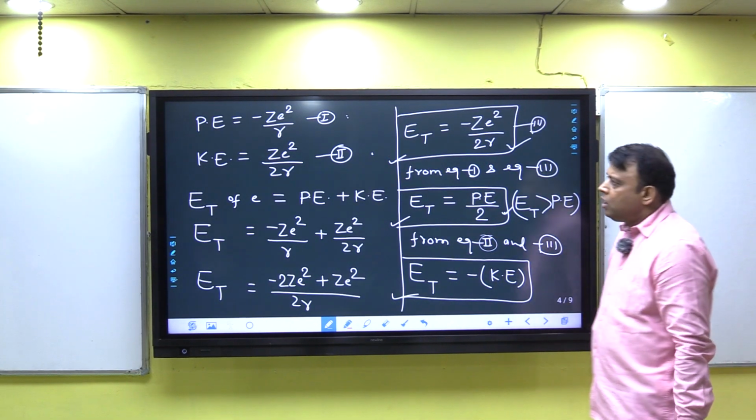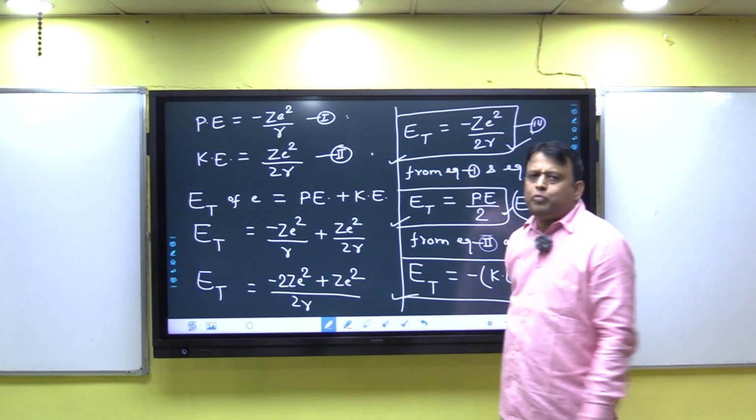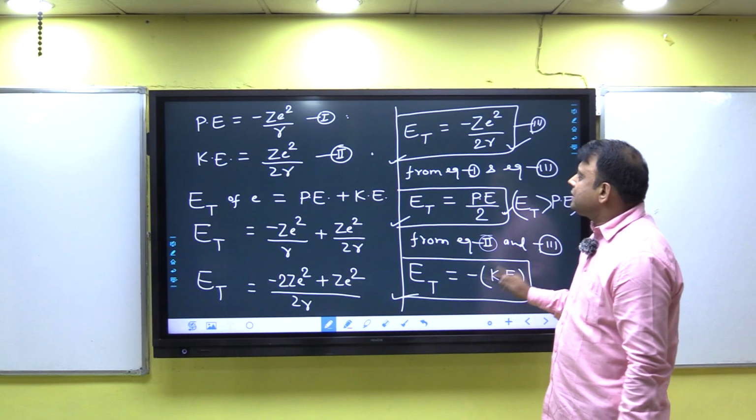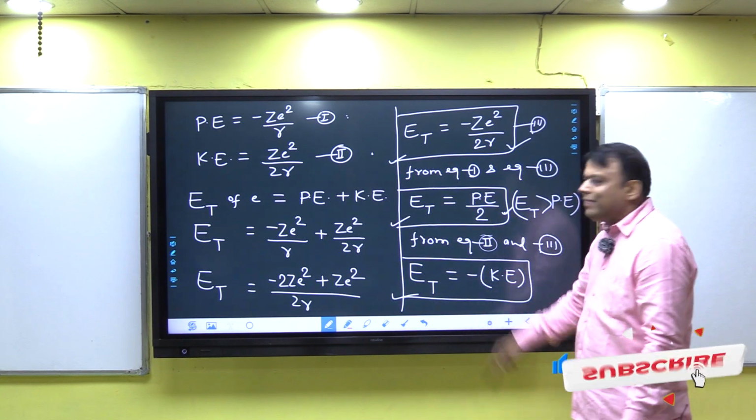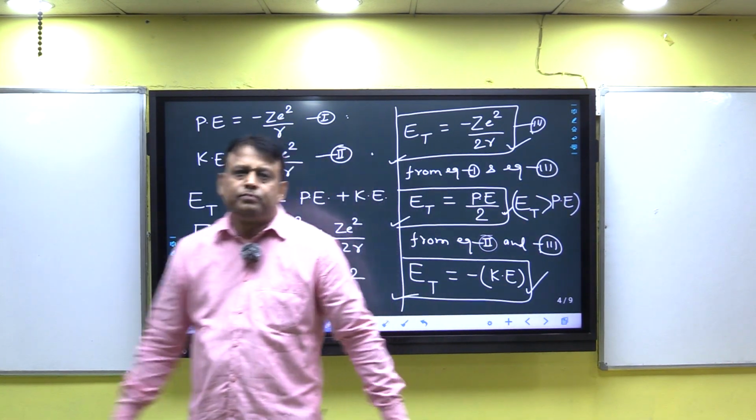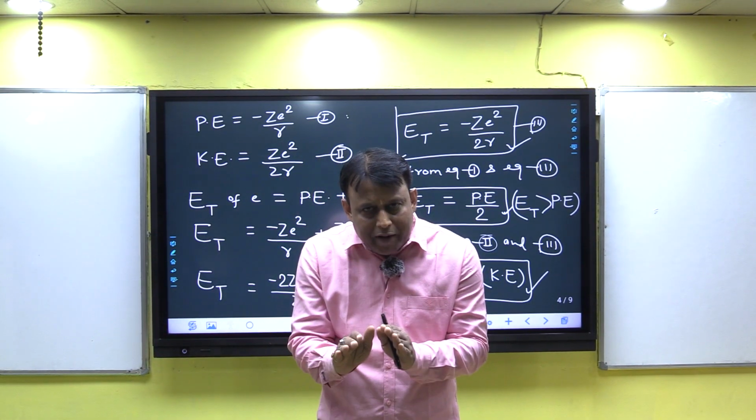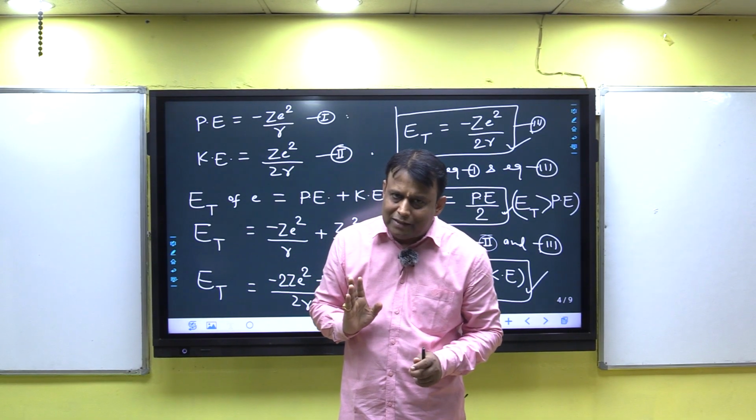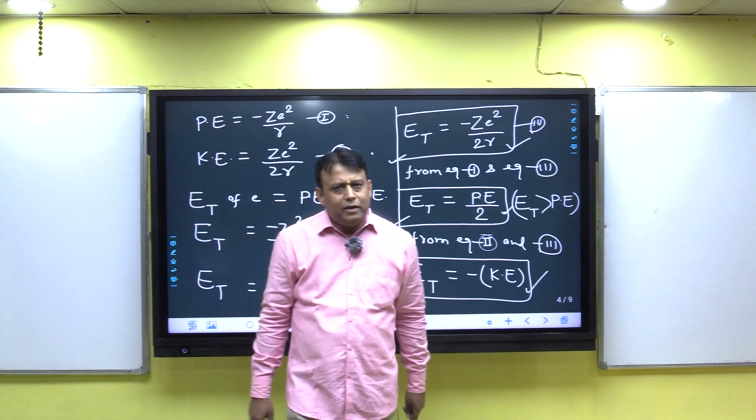And now the relation between kinetic energy and total energy: equation number second and equation number third both have the same numerical value, and hence total energy is equal to minus kinetic, because total energy has a negative sign and kinetic has a positive sign. The minus kinetic is equal to total energy. Always keep in mind, total energy of the electron is equal to potential energy by 2, but total energy is greater than potential due to the negative sign of energy and potential energy, and total energy is equal to minus kinetic energy.